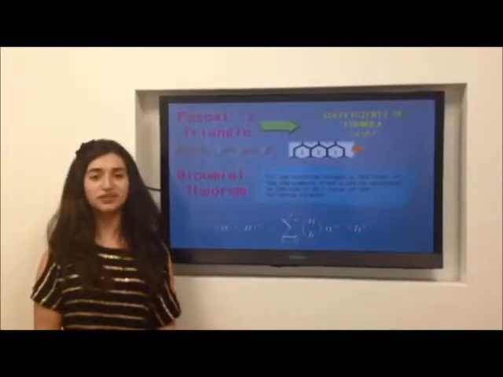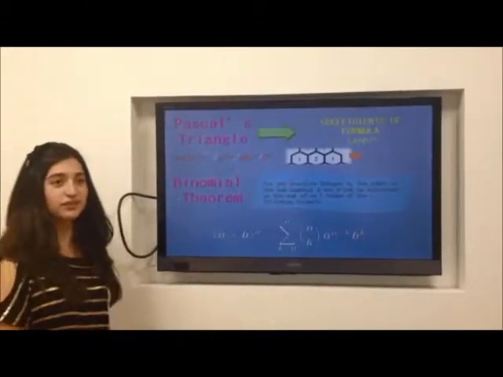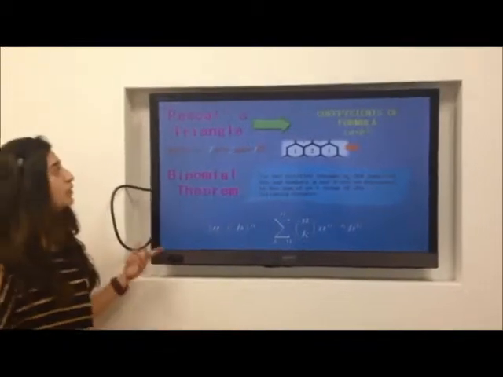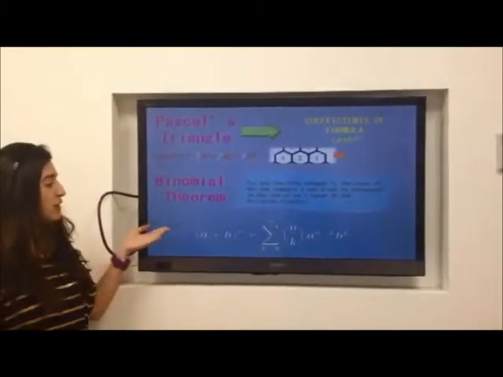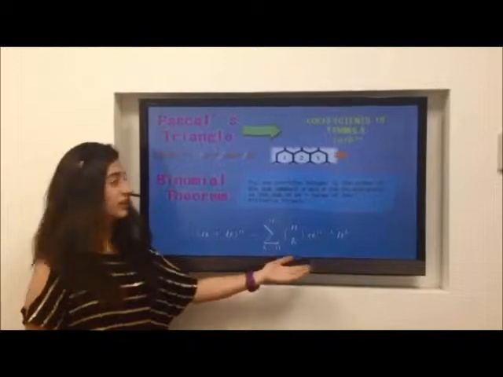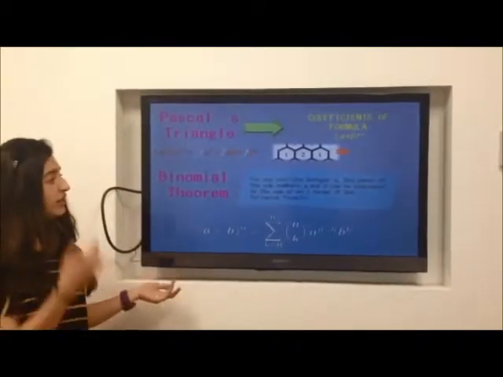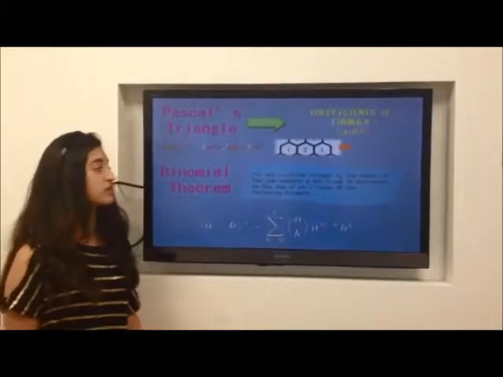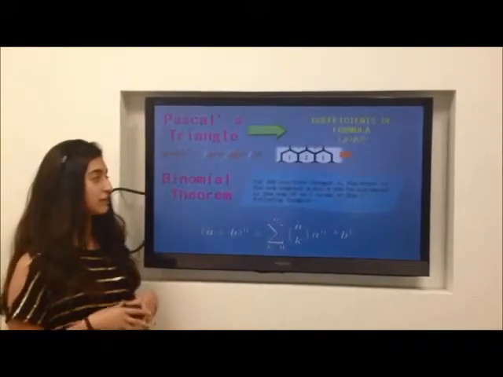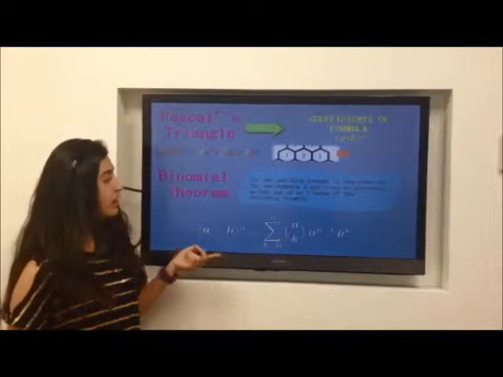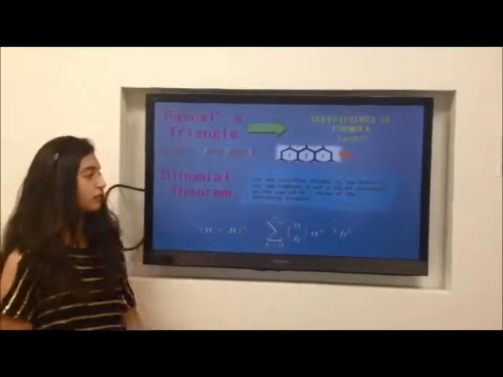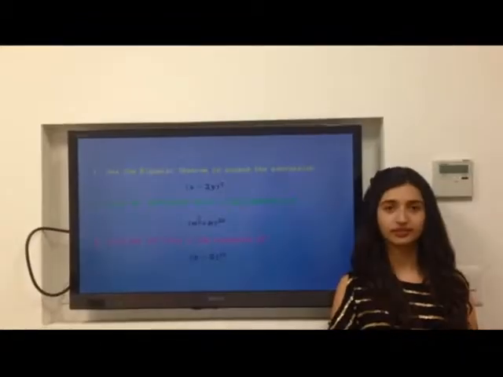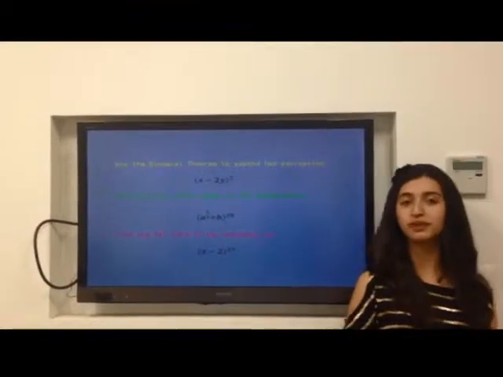Now, to know the exponents of the expansion of the binomial to a certain degree, we will use the binomial theorem. This is our formula that we'll use, and it means that for any positive integer n, the power of the sum of numbers a and b can be expressed as the sum of n plus 1 terms. The following are the problems or the exercises we have to resolve.